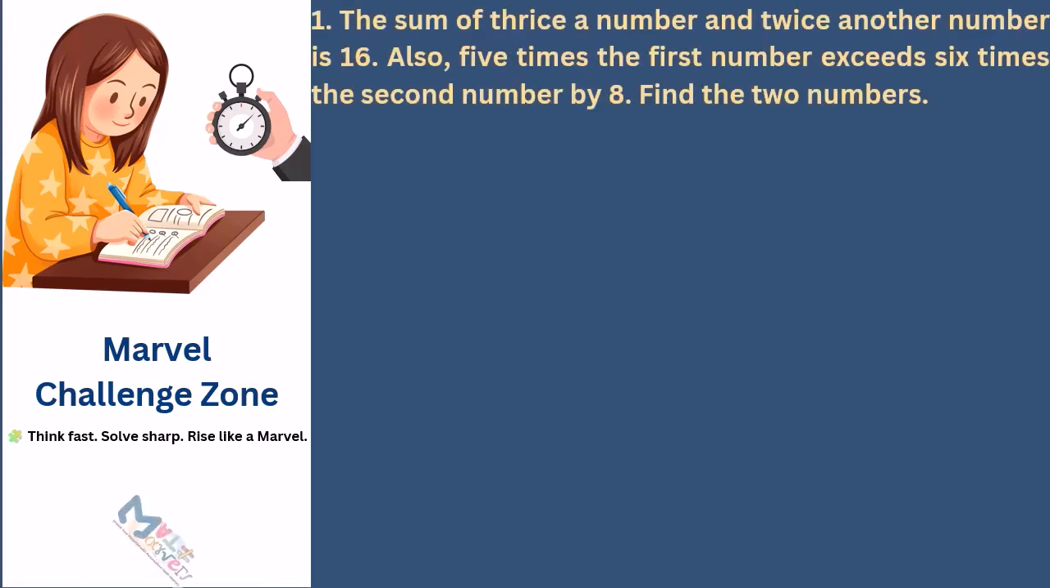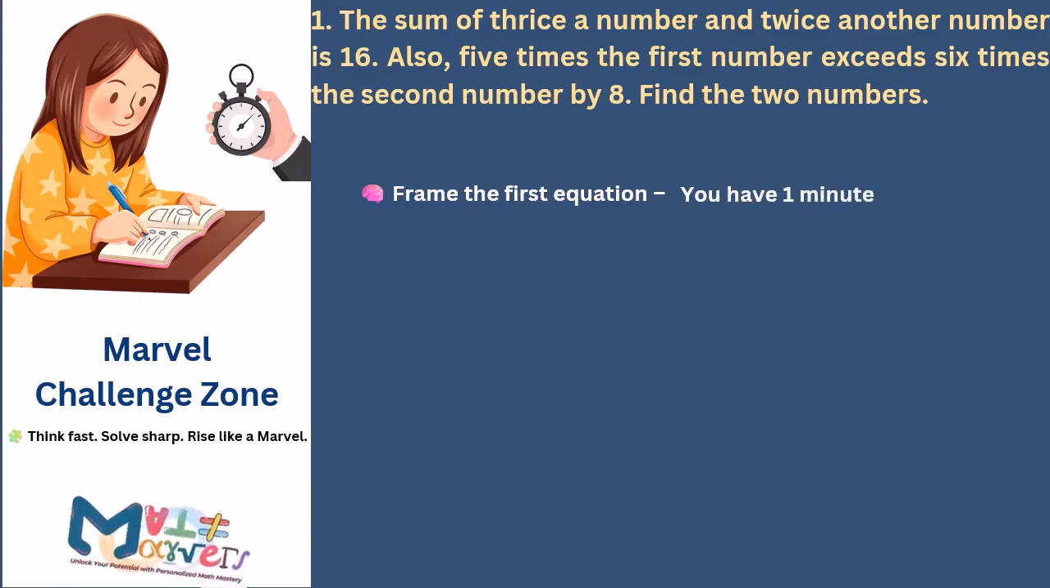Challenge 1. Go through the problem once carefully. The sum of thrice a number and twice another number is 16. Also 5 times the first number exceeds 6 times the second number by 8. Find the two numbers. Let's go step by step, Marvel style. First, frame equation 1 from the first sentence. You have 1 minute. Take your time, read carefully and write it down. Ready? Go.